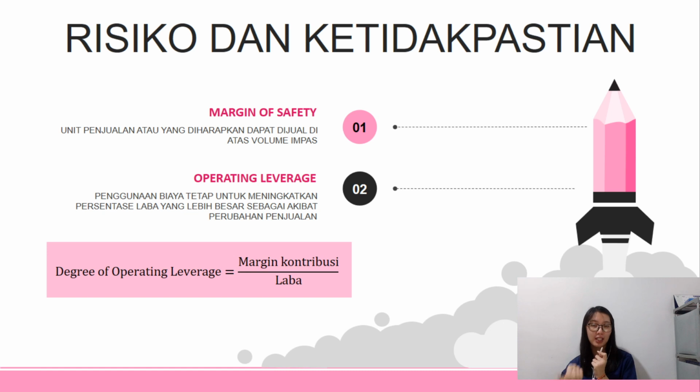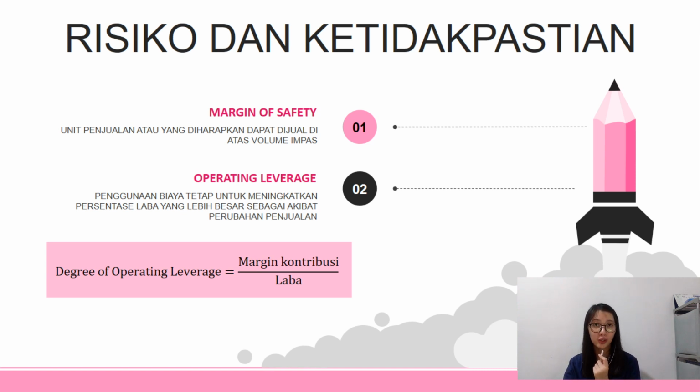Margin of safety can be defined as the units sold by the company above the break-even volume. Meanwhile, operating leverage is the use of fixed cost to increase the percentage of profit as an implication of changes in sales. To calculate operating leverage, the company can use the DOL ratio, which is the contribution margin over the profit. A higher DOL ratio usually represents better performance of the company. That's why the company always wants to achieve a higher operating leverage ratio than before.